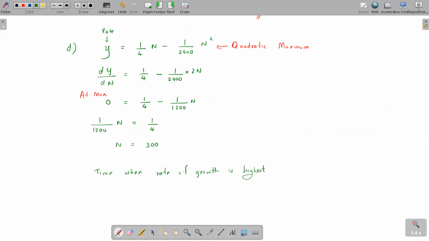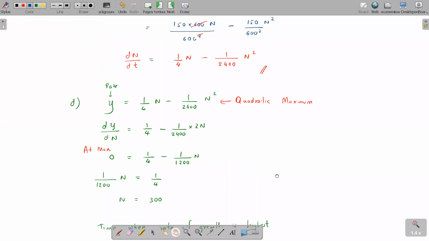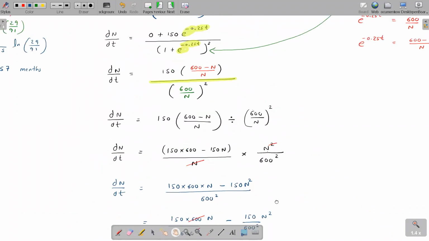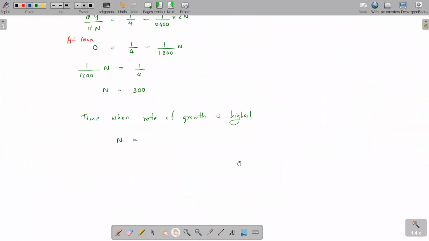Okay, not the time when the number of mice is the highest. Not the time when the population changes, the time when the rate is the highest is when n is 300. So you know n equals, what was the formula again? Can you all tell me? 600 over 1 plus e to the power. So you should substitute it in the very first equation, and get the t.